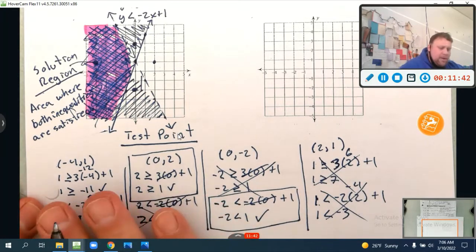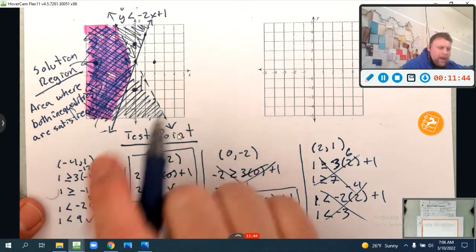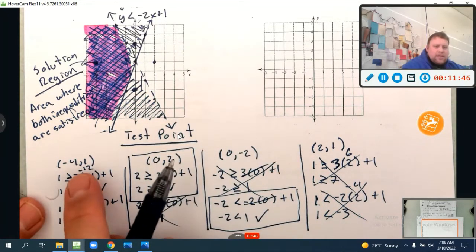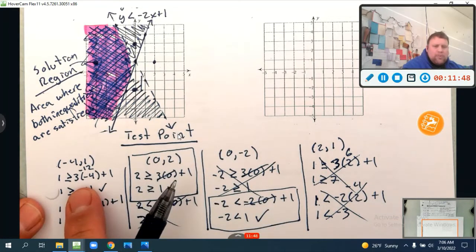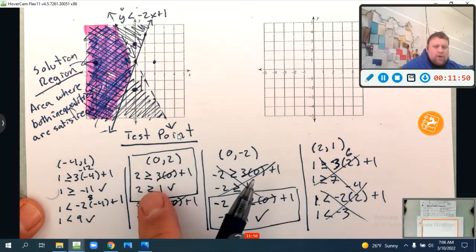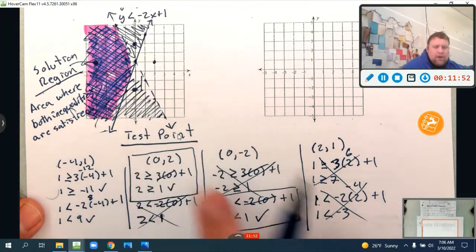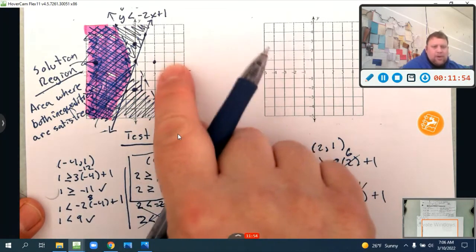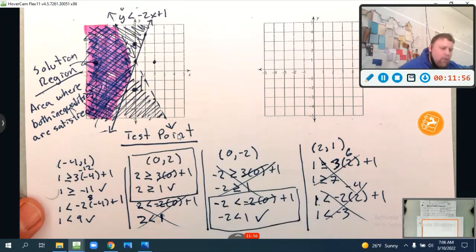So that's what it means when we plug in test points, when we have solution regions. That's what it's telling us. When it's in the one where they're both shaded, it works for both. For the top, it only worked for the top equation. The bottom area only worked for the bottom equation. And out here, which wasn't shaded at all, it worked for no one.